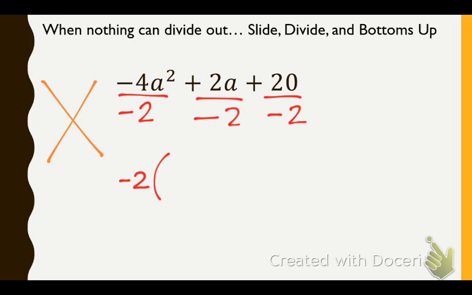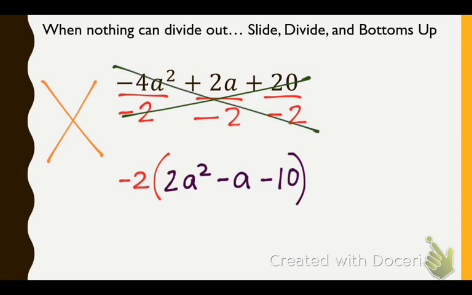And then you have minus 4a squared divided by negative 2, which is 2a squared. Plus 2a divided by negative 2, which would be negative a. And then positive 20 divided by negative 2 is negative 10. Now we can do our x. So we're not doing the x method based on up here. We're doing it based on what's inside of this parentheses. So my b term, it looks like there isn't one, but there is. There's an invisible one right here. So it's a -1.